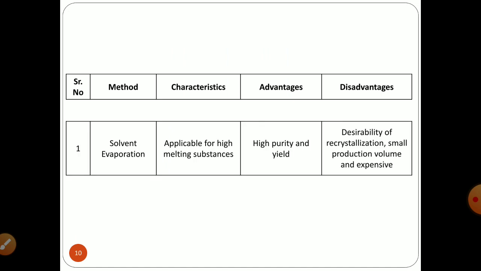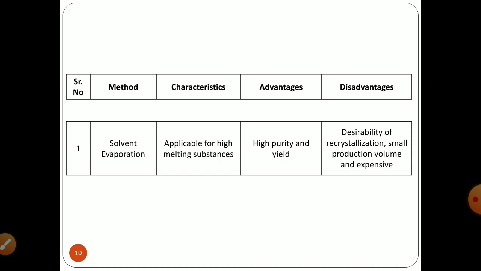The first one is your solvent evaporation method. The solvent evaporation method is technically applicable for high melting substances. So that will give you material with high purity and higher yield. In this approach, the saturated solution of the drug is prepared in an appropriate solvent, and the highest quantity of solvent is removed by means of rotary evaporation, and all the process is continued with the air drying at various temperatures.